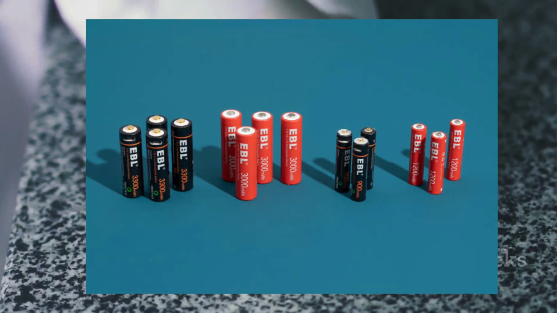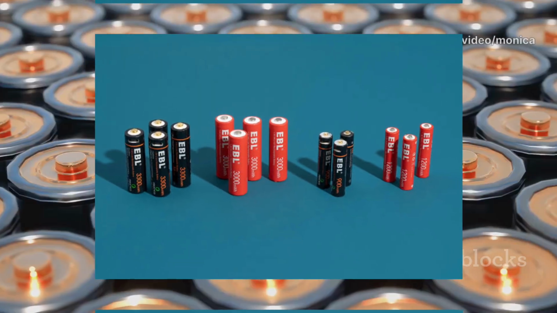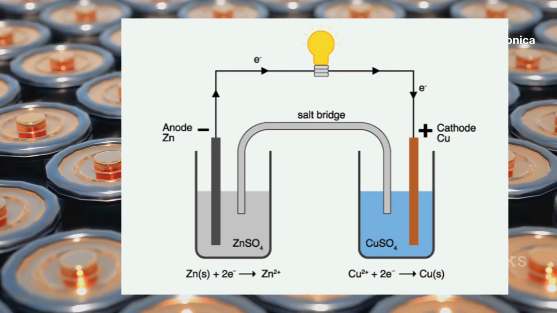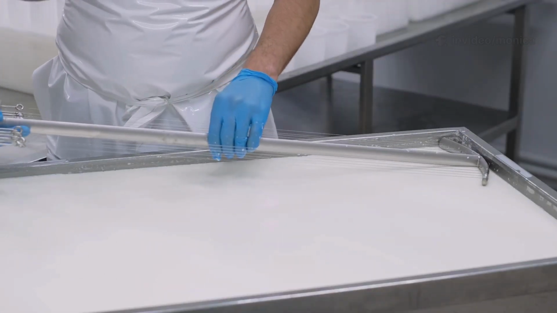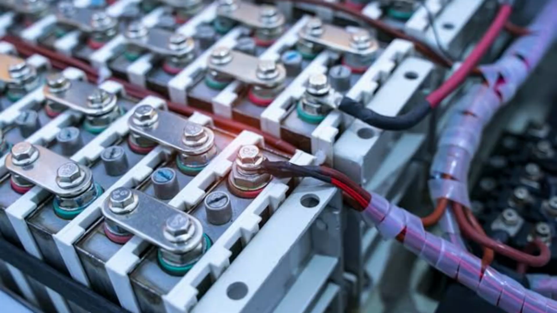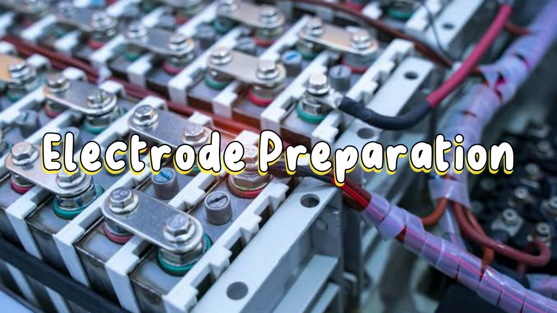The manufacturing process involves several steps to ensure the production of high-quality battery cells. The process consists of electrode preparation, cell assembly, and quality control stages.